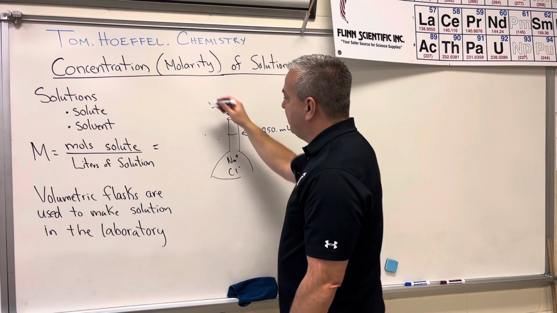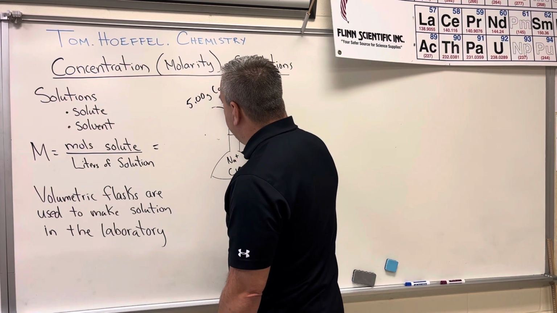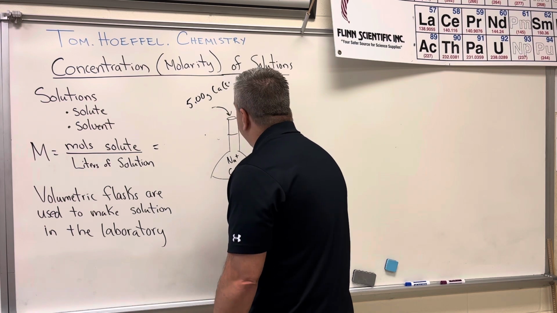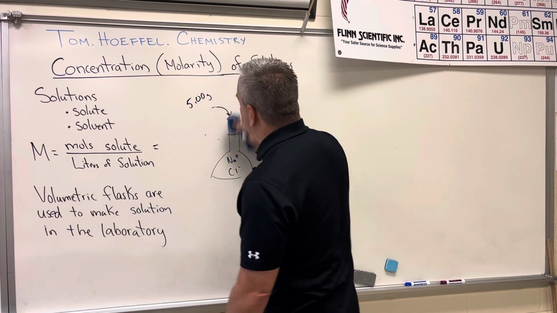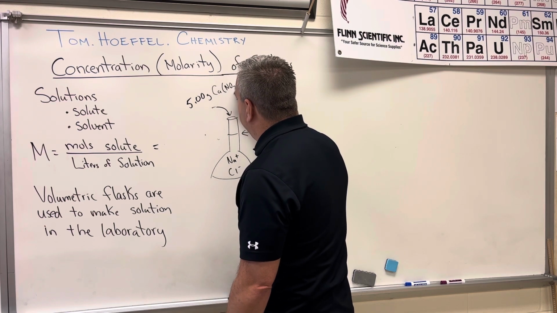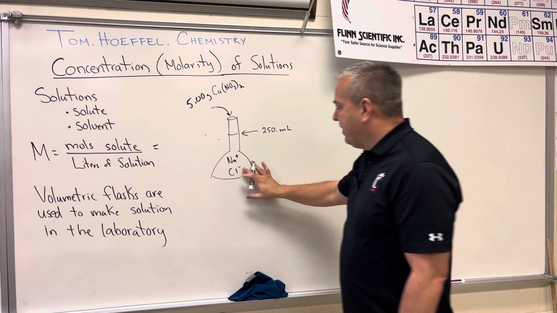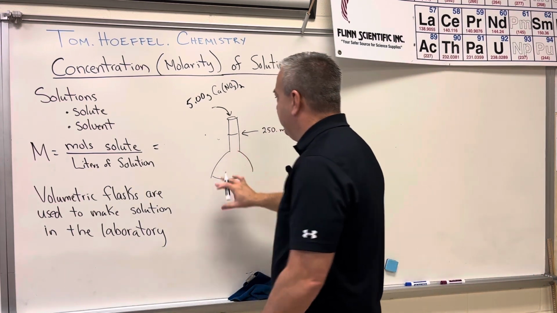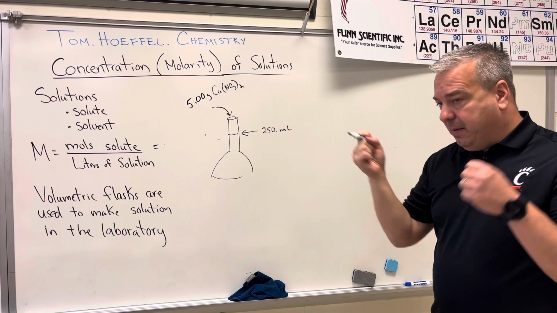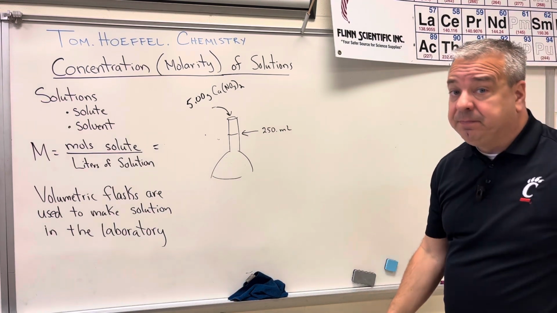So instead of putting in sodium chloride, let's go ahead and do 5 grams of calcium nitrate. And we all know that the formula for calcium nitrate is Ca(NO3)2. Okay, so what I'd like you to do is work this problem out, okay? Pause the video, and then when you come back, I'll be working on the problem.